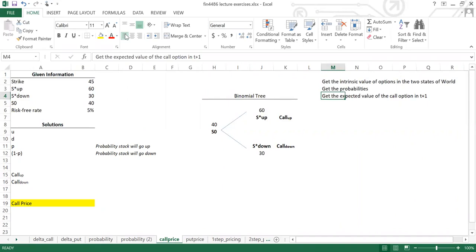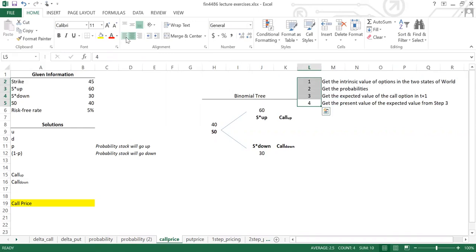We can assume different settings. And finally, we're going to get the present value of this expected value from step 3. So I'm going to write here 1, 2, 3, 4. These are the 4 steps. And let's work with each one of the steps. So the first step is to get the intrinsic value of the options in the two states of the world.